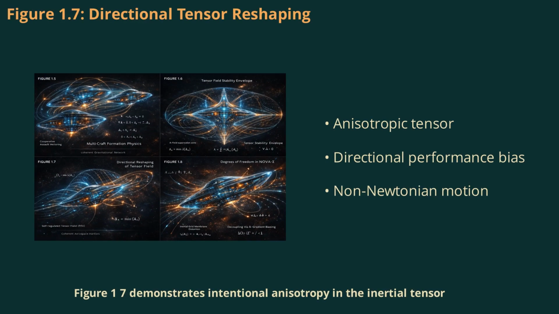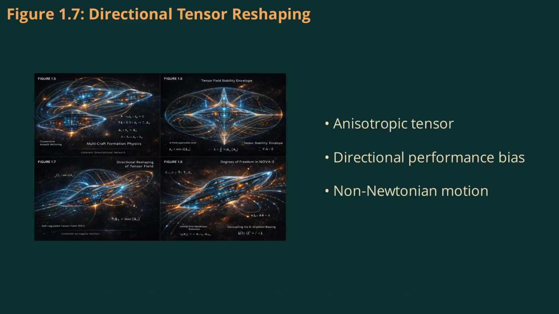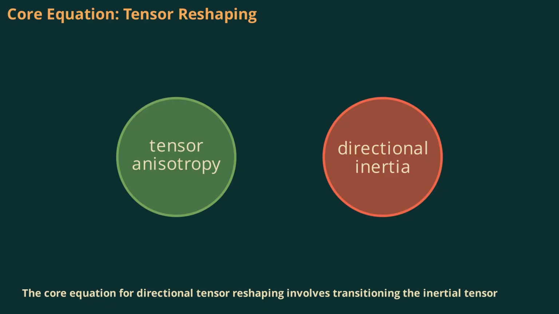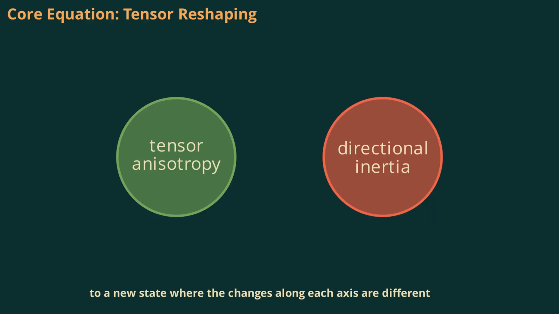Figure 1.7 demonstrates intentional anisotropy in the inertial tensor, allowing the craft to bias performance in specific directions. By reducing inertia along the acceleration axis and increasing it orthogonally, the craft can achieve rapid directional changes and instant acceleration without structural stress. This is the mechanism behind the non-Newtonian motion profiles observed in advanced fieldcraft. The core equation for directional tensor reshaping involves transitioning the inertial tensor to a new state where the changes along each axis are different. This controlled asymmetry lets the craft reshape its resistance to motion, enabling right-angle turns, sudden stops, and instant acceleration, all without imposing inertial lag on occupants or internal systems.